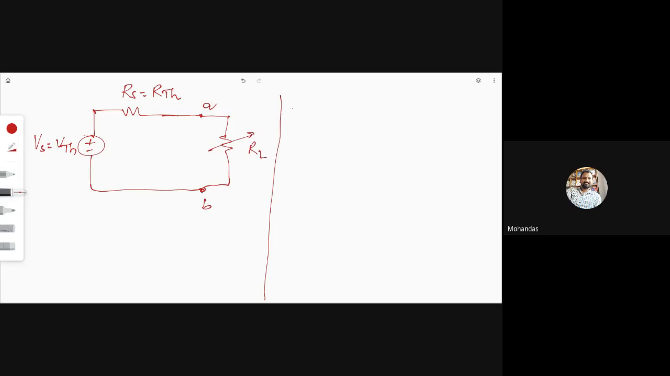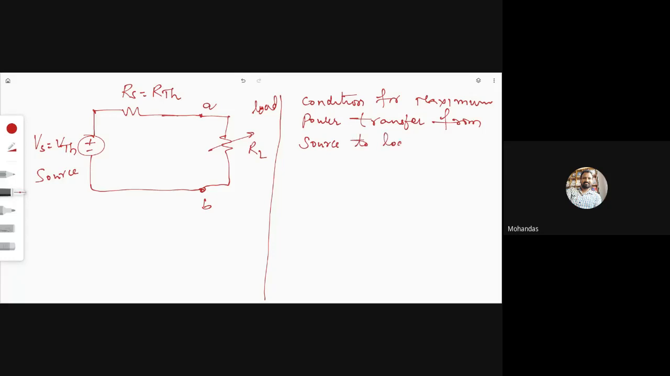So when the maximum power flows from source to load, this is a source voltage, and this is a load. This is a source and this is a load. I'm going to derive the condition for maximum power transfer from source to load.